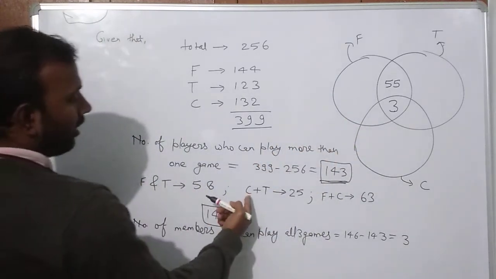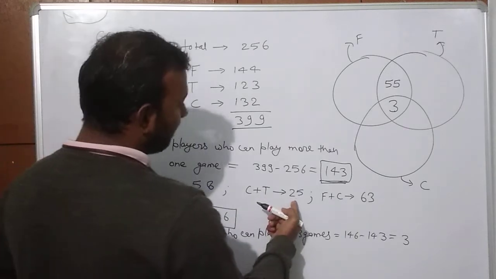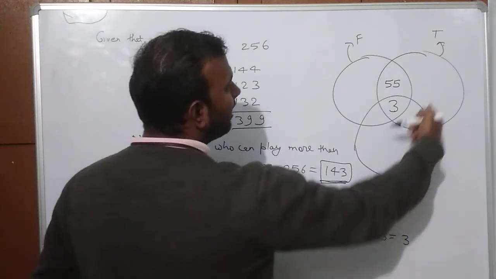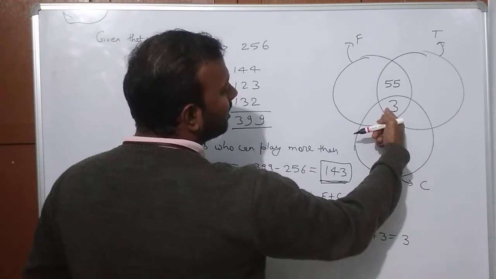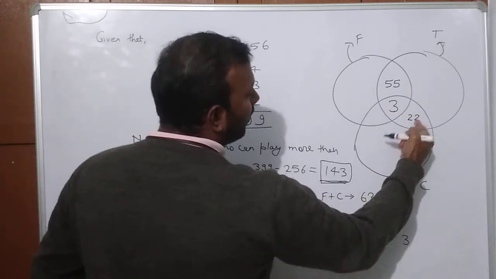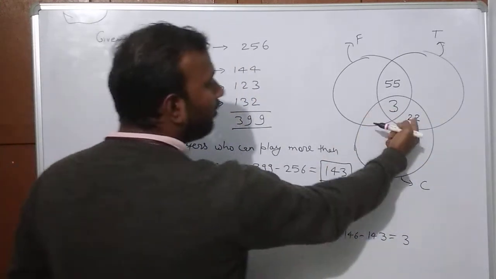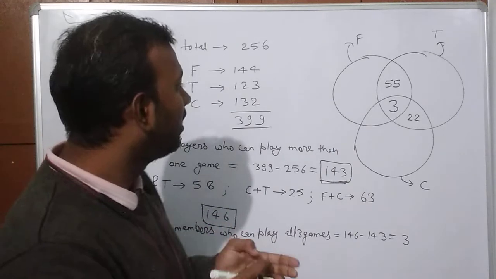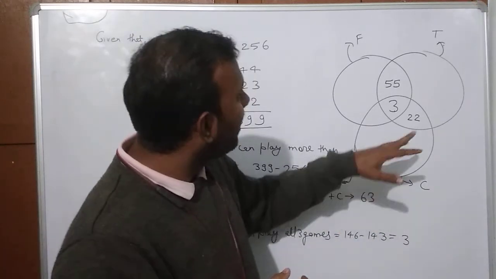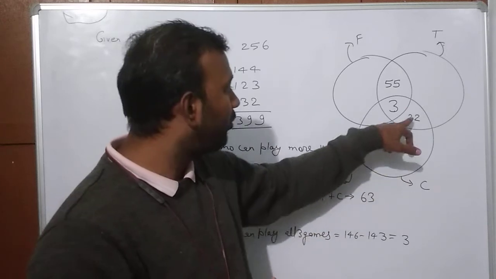Now, cricket plus tennis is given as 25. This is cricket and this is tennis. Here it is 3, so 25 minus 3 will be 22. So how many members can play only tennis and cricket? The answer will be 22.